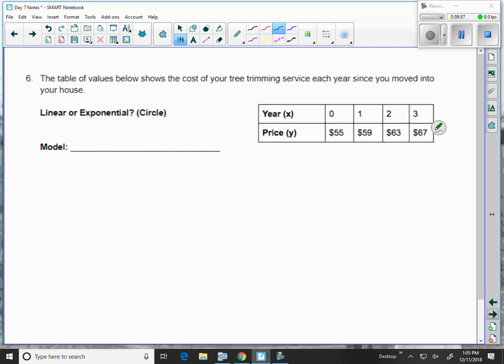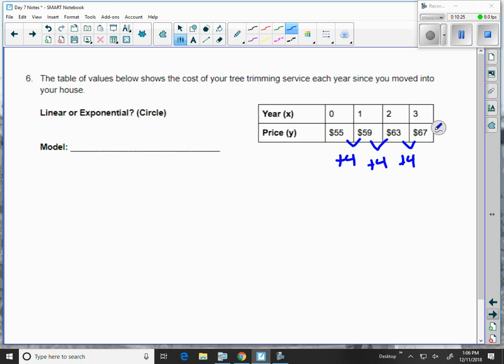Okay, let's look at some tables, because sometimes you won't just be given a written question, you'll be given a table, and you have to decide. So if you look at a table, the values below show the cost of your tree trimming service each year since you moved into your house. Is this linear or exponential? Well, let's decide. How do I get from 55 to 59? Plus 4. Does that work here? Yeah. Sure does. What about here? You bet. Okay, so we're adding 4 each time.